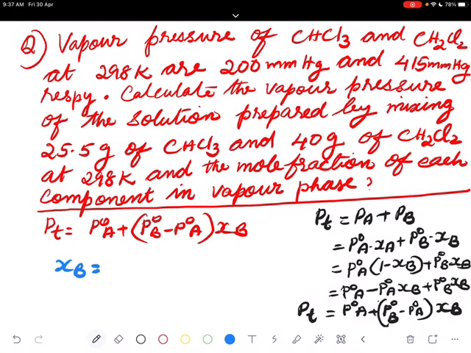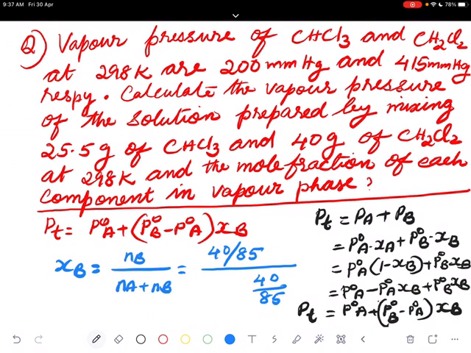So I am going to find out XB. XB is equal to NB upon NA plus NB. NB, what is NB? 40 divided by its molar mass, that is 85, so 40 divided by 85, plus 25.5 divided by 119.5. You have to calculate the molecular masses right from CHCl3.